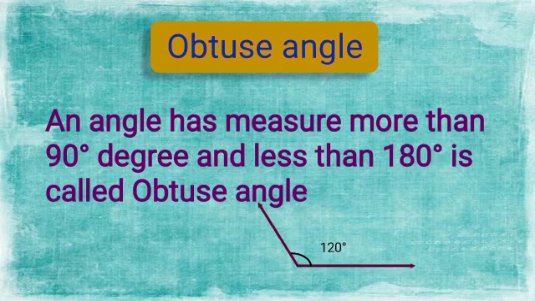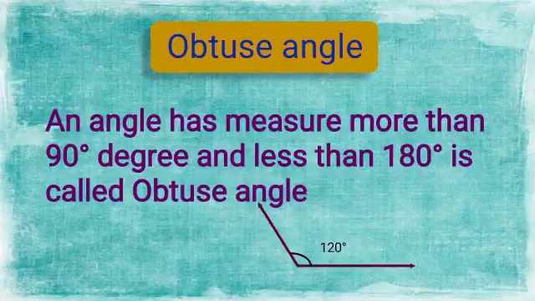Now what is obtuse angle? An angle has measure more than 90 degree but less than 180 degree is called as obtuse angle. So I hope these three concepts are clear to you again. You have three types of angle. First one is acute, that is less than 90 degree. Second, you have right angle, that is exactly 90 degree. And the third one is obtuse, that is more than 90 degree but less than 180 degree.